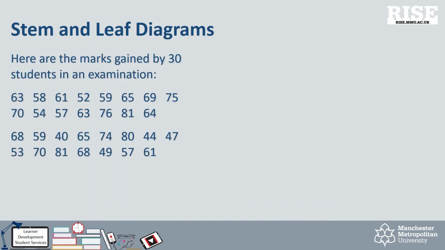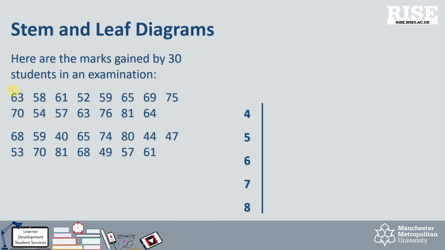Let's have a look at this example then. Here are the marks gained by 30 students in an examination. I've separated them into their stems first of all, because I realised that the lowest mark was in the 40s and the highest mark was in the 80s. Therefore, I need stems of 4, 5, 6, 7 and 8. We commonly don't miss out any stems, so even if there weren't any values in the 60s, I still would include a stem of 6.